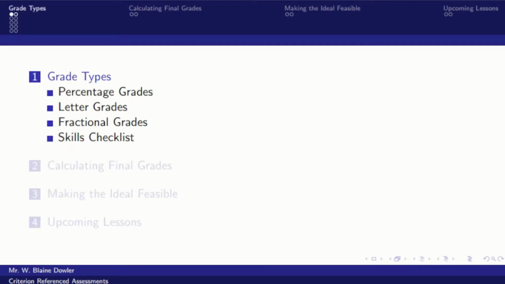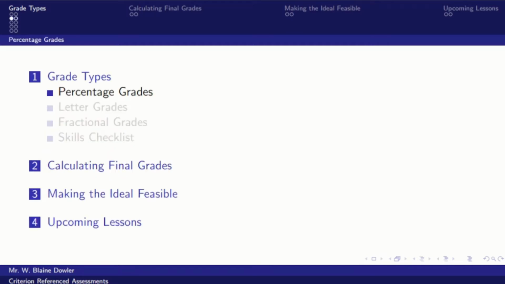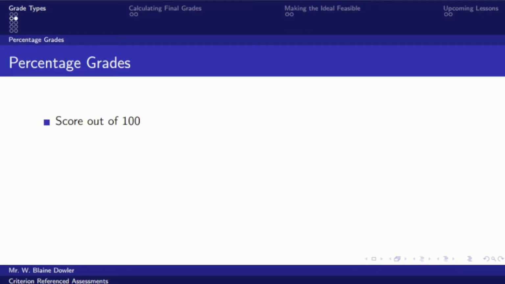So, starting with the types of grades, we have percentage grades, letter grades, fractional grades, and skills checklists, each of which has their own purpose. So, starting with percentage grades. These are where you get a score out of 100. The pass mark is typically in the 50 to 60% range, depending on the region.